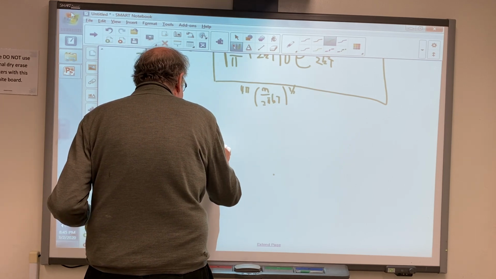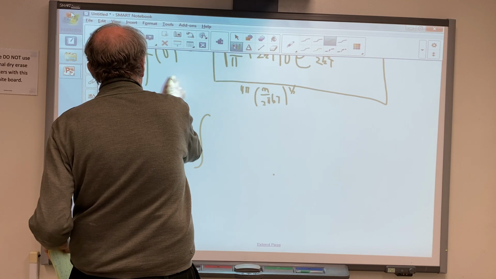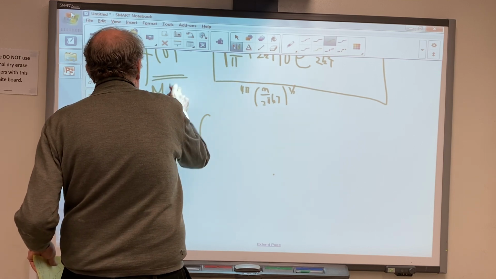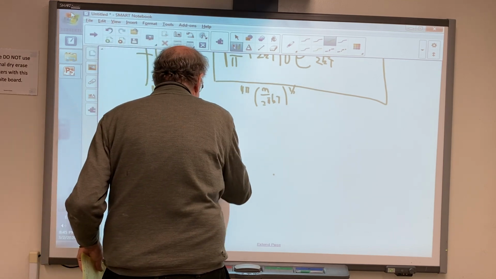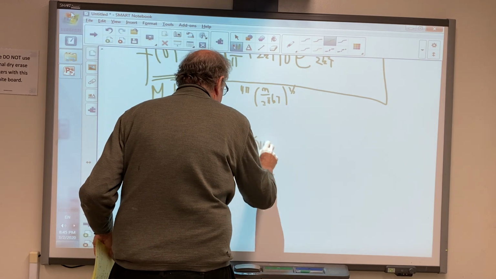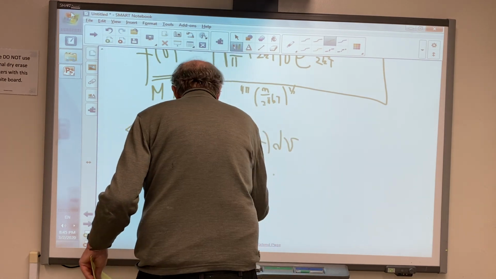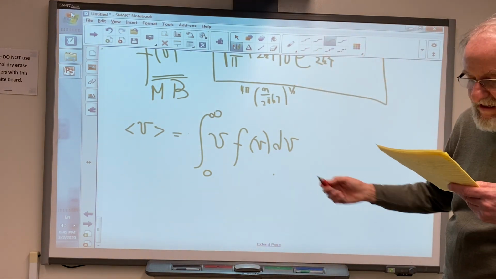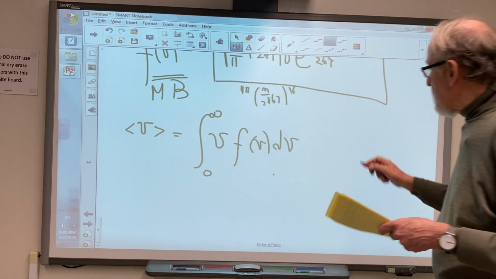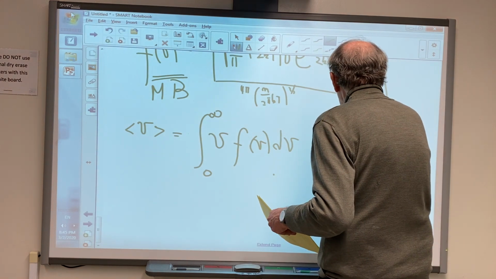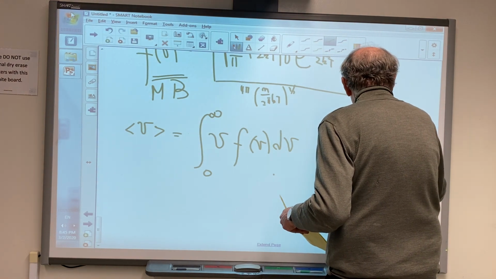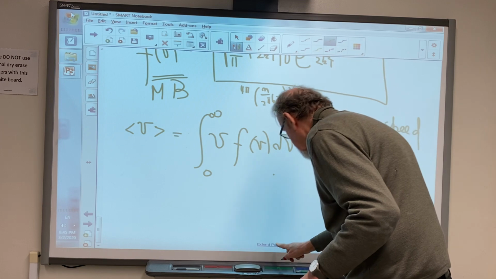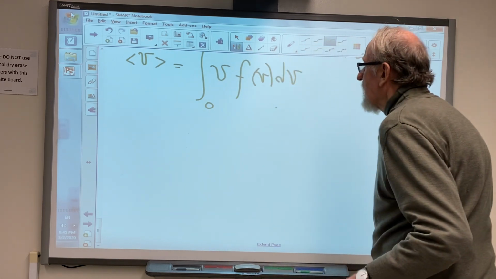So we need the integral. If the Maxwell-Boltzmann is f of v, we want to calculate v f of v dv between 0 and infinity. Okay? That's what we need to calculate. That's the average velocity. The average speed, not velocity. The velocity was 0, somebody pointed out.